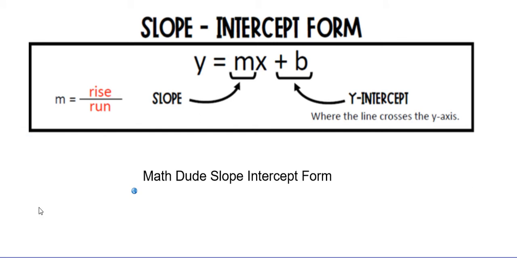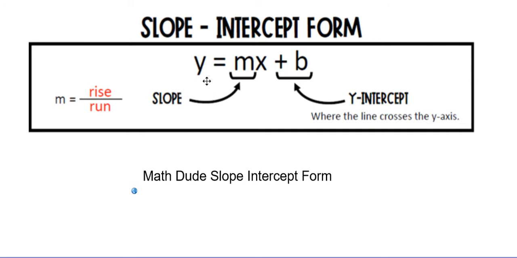Today we'll learn how to graph using the slope-intercept form. We'll be talking about the slope, which is represented with the letter m, and we find that on a graph by doing rise over run. We'll also be talking about the y-intercept, and that's where the line crosses the y-axis.